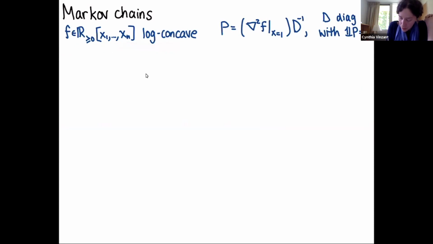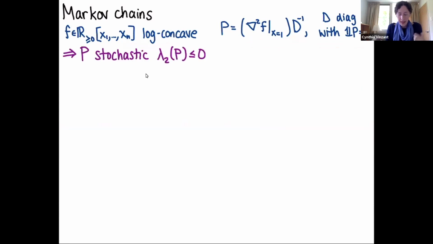We could get a matrix with non-negative entries, like taking the Hessian and then evaluating it at the all ones point, for example, and then scaling it by some diagonal matrix with non-negative entries, so that it becomes stochastic. And it turns out doing this won't actually change the signature of the matrix. And so what you end up with is a stochastic matrix whose second eigenvalue is still negative.